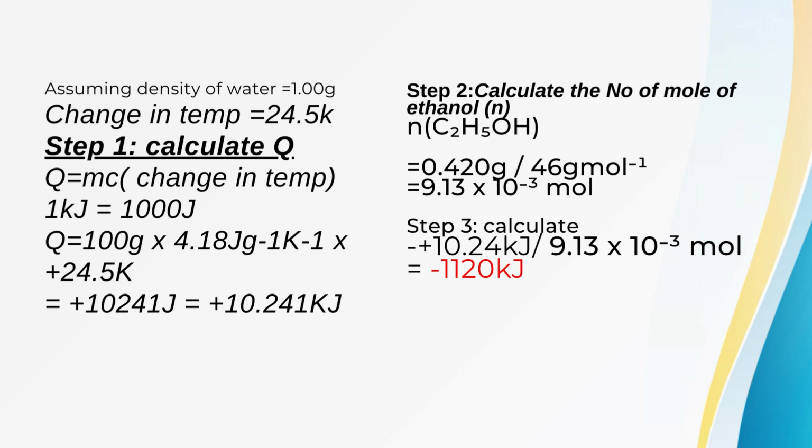Step number 3, we now calculate the enthalpy change, where the formula says enthalpy change is equal to negative Q, which is the heat energy, divided by n, which is the number of moles. You can pause to check that out. After doing that, we get our answer as negative 1,120 kilojoules per mole.